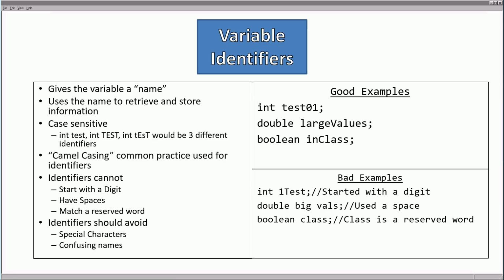So over to the side here, there are a couple of bad examples that will end up with syntax errors. And the first one, this one starts with a digit. This would be a syntax error. This one has a space in the identifier, so it's going to think that you were trying to declare double big and then just put some stuff after it. Now in this case, this Boolean is using a reserved word, and we know in Java, public class is the first thing we use to organize our code, followed by methods. So by trying to declare Boolean class, this would also be a syntax error.